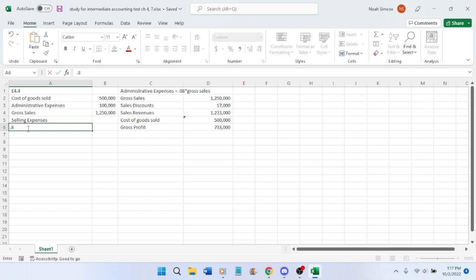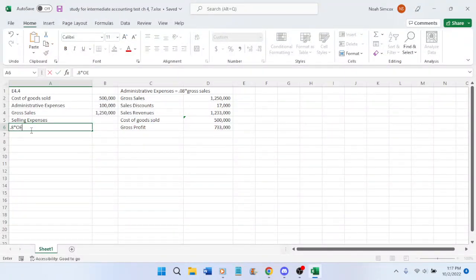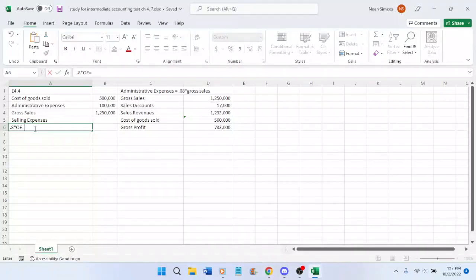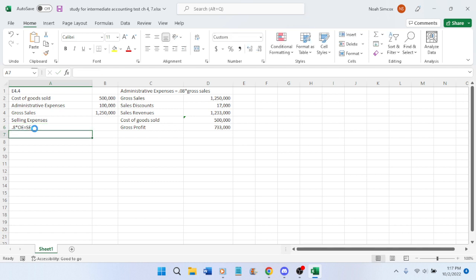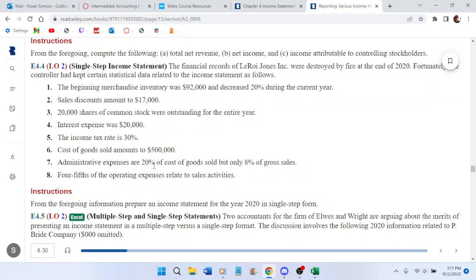4/5 is equal to 80%. So 0.8 times what? The operating expenses. 4/5 of operating expenses equals sales activities. So selling. Do we know the total operating expenses? No. All they gave us was the administrative expenses. We know the administrative expenses, but we don't know the selling expenses, and we know that 4/5 of the operating expenses were linked to sales activities. You actually have to do algebra to solve that. Are you kidding me?